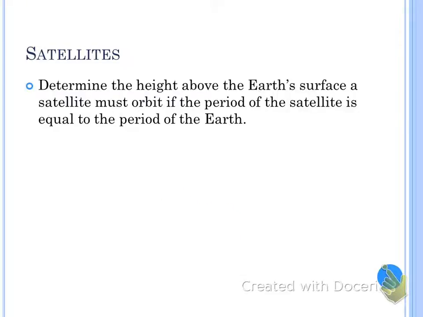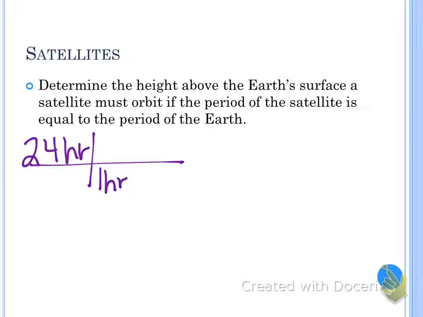So first of all, we have to find the period of the Earth. How long does it take for the Earth to make one complete spin? 24 hours. We're not talking about around the sun here, we're talking about one spin. Do we usually want our period in hours? No, we want it in seconds. So to convert from hours to seconds, 1 hour is 3,600 seconds, or 60 minutes and 60 seconds.